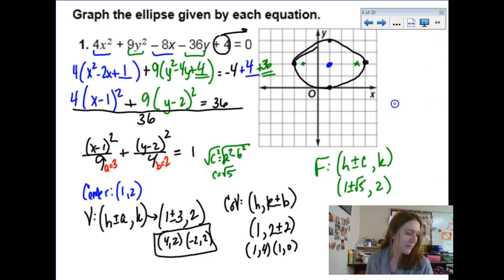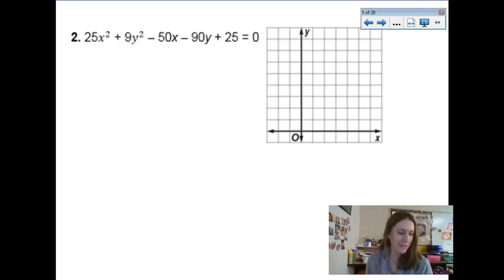Alright, so it looks like we found everything. We overachieved a little bit. It didn't say to find all that stuff, but it's good practice for us. Alright, moving along. Oh man, another one.